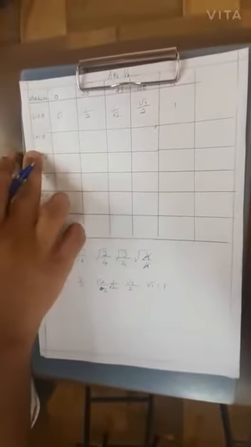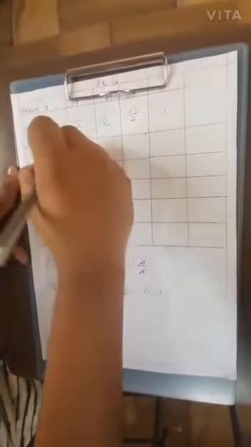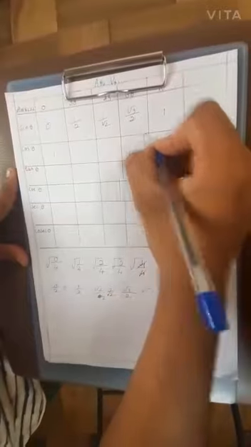Now for cos we have to write sine in descending order, that is from big to small. So this 1 will be here, this 0 here, this root 3 by 2 will come here, root 3 divided by 2. This will remain same and this will be here.